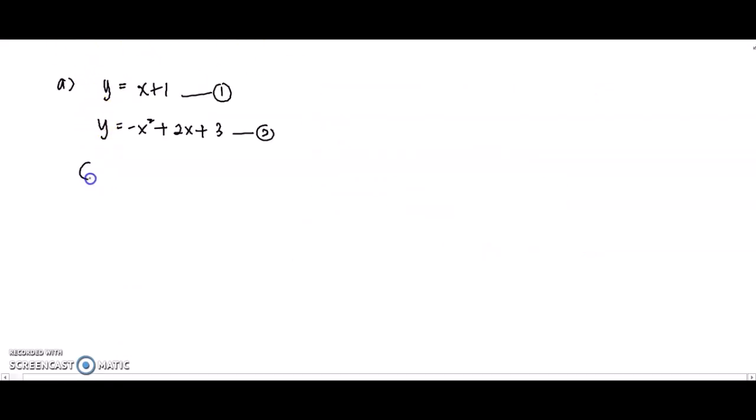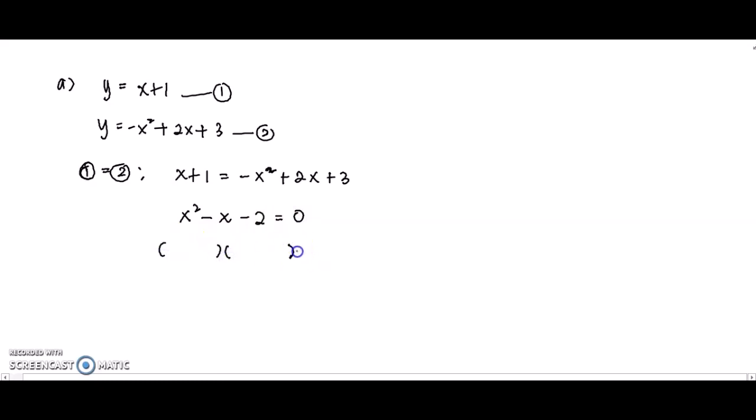To solve these two equations, I will take equation 1 and equate it to equation 2, meaning that here I have x plus 1 equals negative x squared plus 2x plus 3. Then I'll move everything to the left hand side. I get x squared, and x minus 2x gives negative x. 1 minus 3 gives negative 2, equals 0.